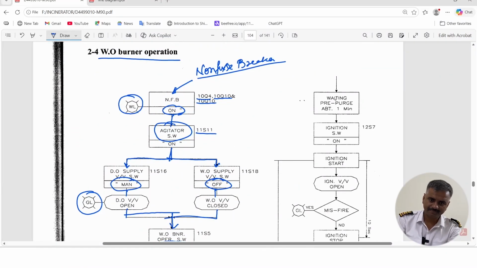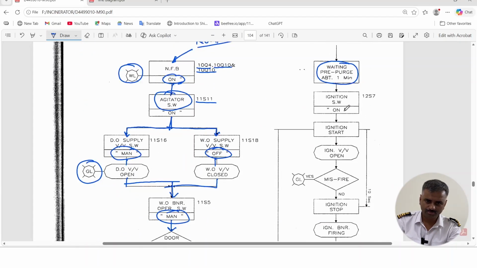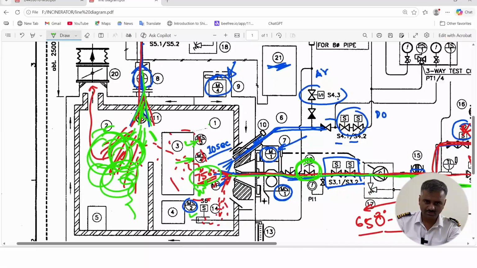In that case, again a waiting period for pre-purging will take place, because the gases have to be removed by the FD fan and the ID fan. So pre-purging will take place for the next 1 minute. Then your ignition switch will become on. The ignition switch is the interlock for the ignition. Then your solenoids will open. These solenoids will open and the ignition switch will become on.